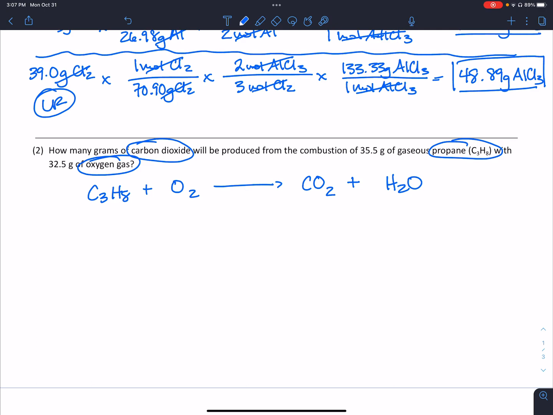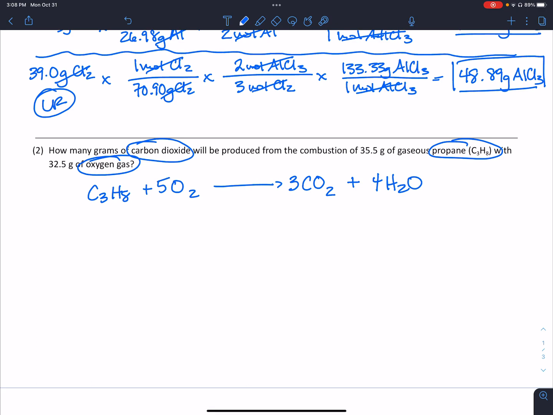All right, we need to balance. So I have 3 carbons on my reactant side, so I'm going to start with a 3 next to my CO2. I have 8 hydrogens, so I'm going to put a 4 next to my water. That's going to give me 6 oxygens plus 4 more, so a total of 10 oxygens on the product side. So I'm going to put a 5 with my O2.